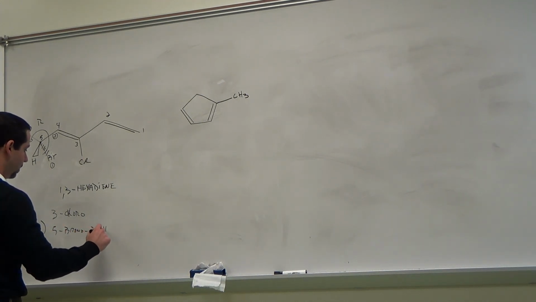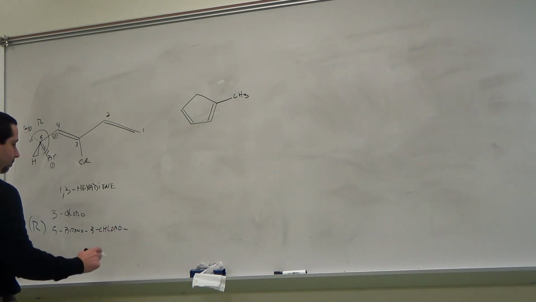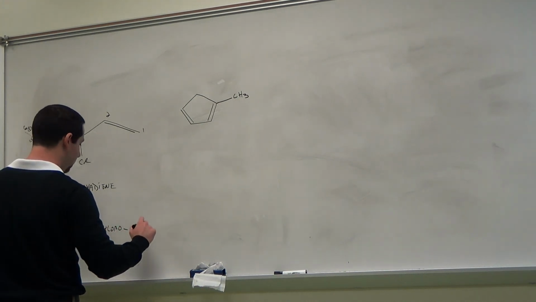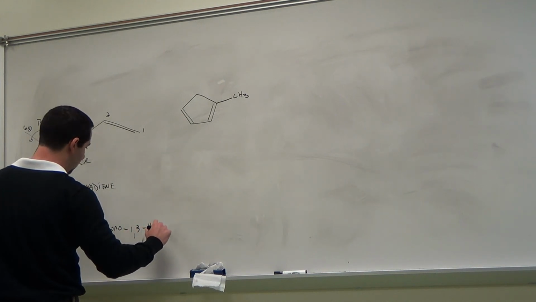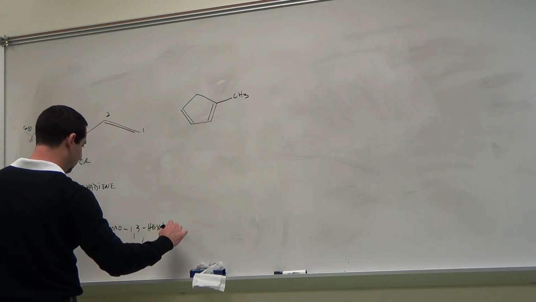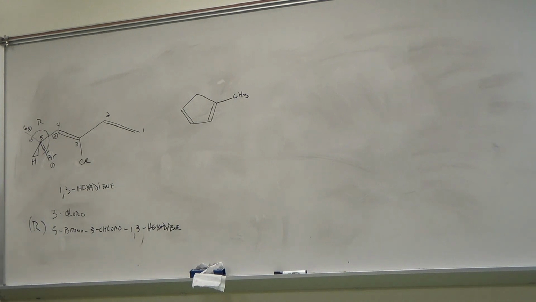And so bromo is first, then chloro. 5 bromo, 3 chloro, 1,3 hexadiene. Hexadiene. Cool. Very nice. You like that, don't you? I like that one, yeah. Okay, do the other one, see if you learned anything.